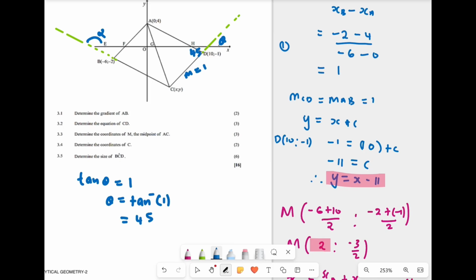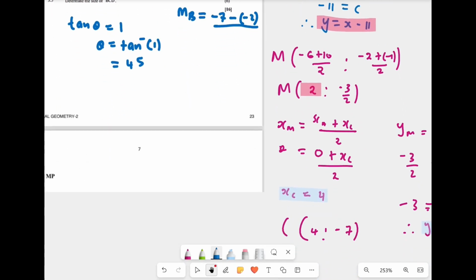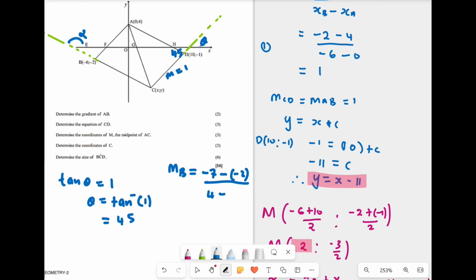Now we need this one. We need the angle of inclination of the line BC. Unfortunately, with BC, we do not have gradient, but we can calculate gradient. So the gradient of BC will be YC. Our YC, we calculated it as -7, minus YB, it is minus 2. So it is -7 minus -2, all divided by our XC. We said our XC is +4. So we have 4 and then minus -6. So the gradient of BC will be -1 over 2. We are getting -1 over 2.